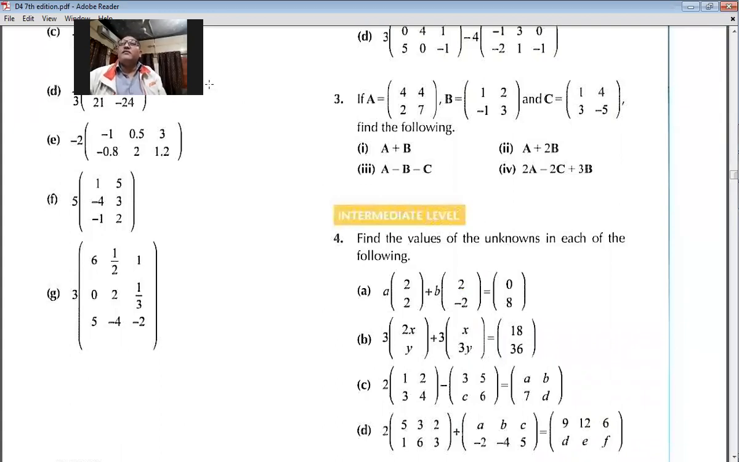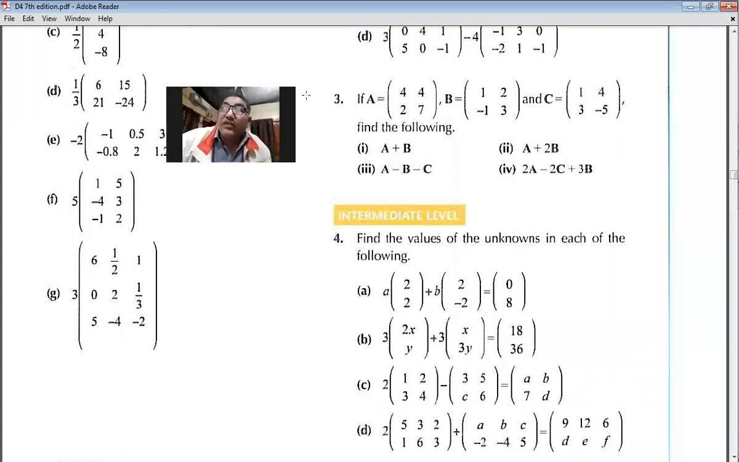Then we have from exercise 5C question number 3. If A is equal to 4, 4, 2, 7, B is equal to 1, 2, minus 1, 3, and C is equal to 1, 4, 3, minus 5, find the following. The first question is A plus B.